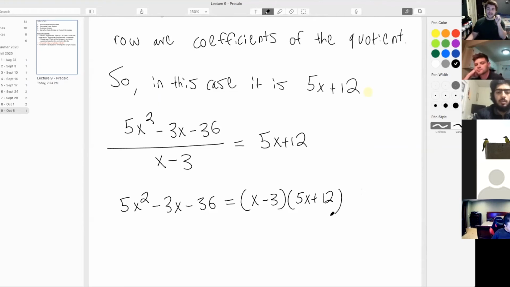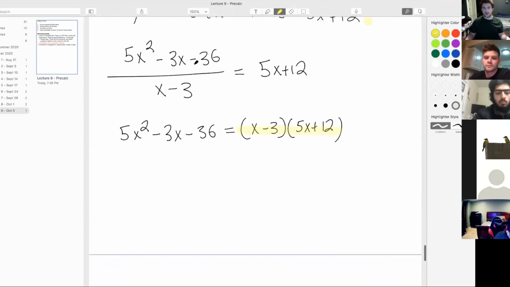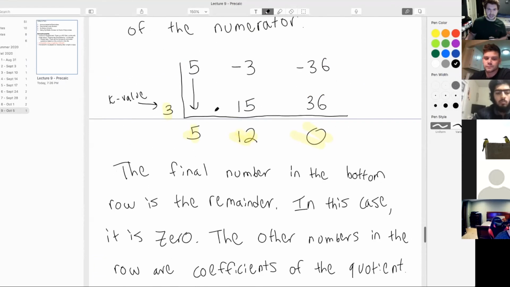So since there was a remainder of 0, we were able to factor the polynomial 5x squared minus 3x minus 36. So that's something that we're going to look at later in the next lecture. When the remainder is 0, you get a factorization of this numerator. All right, so we're going to do more examples with this synthetic division. Any questions about anything?